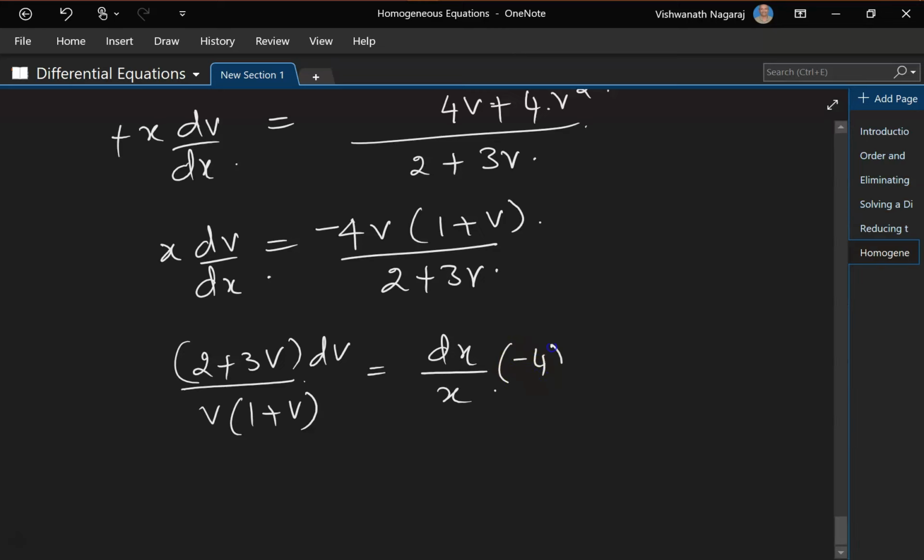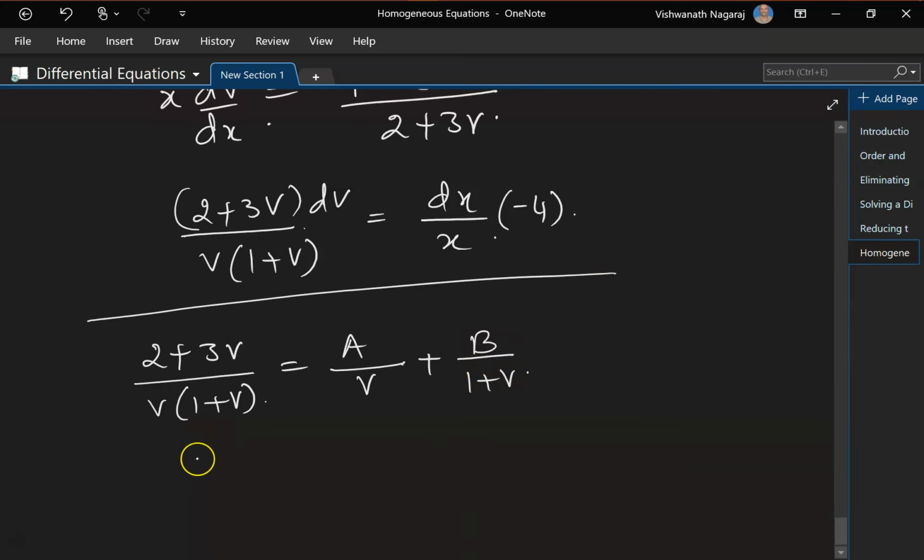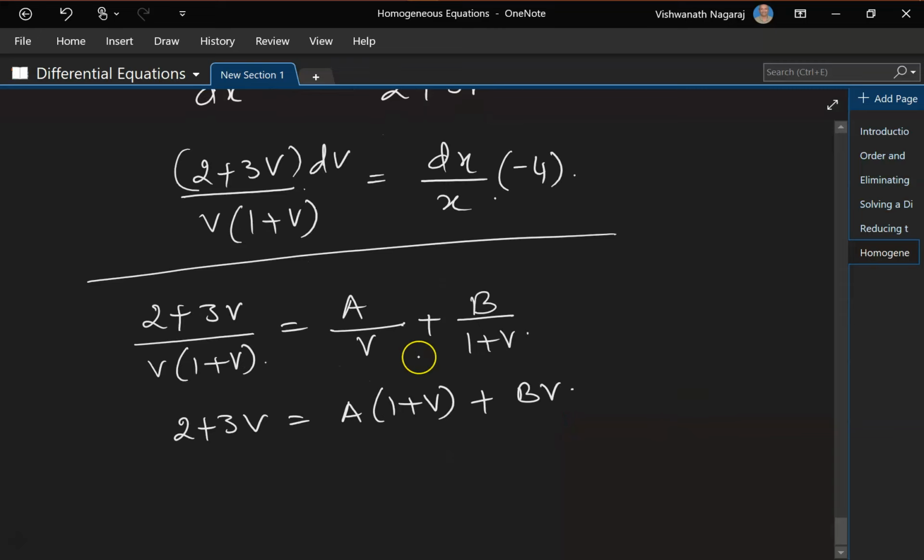What happened to minus 4? We can say minus 4 is here itself. Now 2 plus 3v by v times 1 plus v. Let's convert it into partial fractions. So a by v plus b by 1 plus v. So this is sidebar kind of thing. So now 2 plus 3v is equal to a times 1 plus v plus bv. Here also LCM becomes v times 1 plus v and it gets cancelled on both the sides.